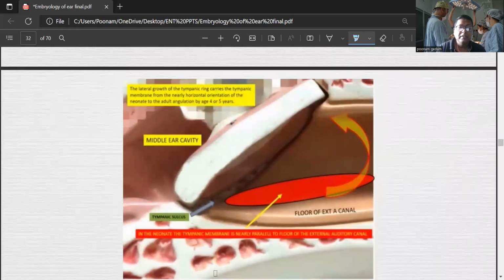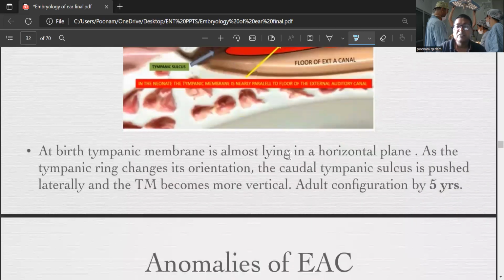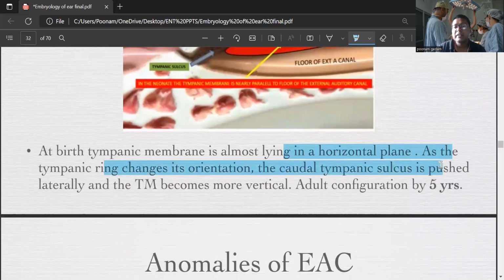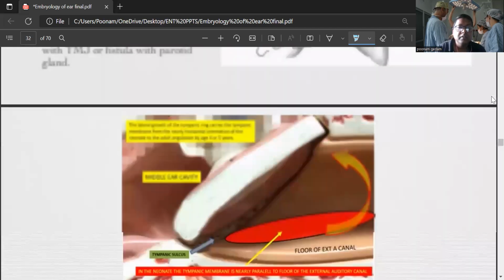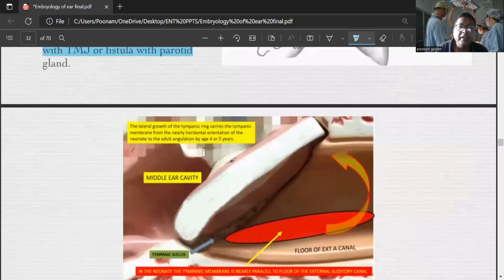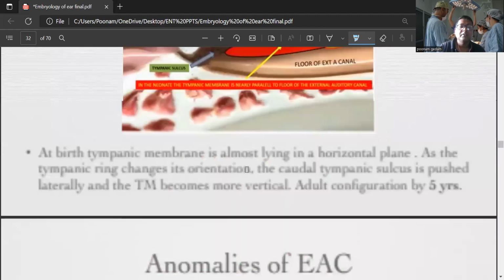So what is this? At birth, the tympanic membrane is almost lying in a horizontal plane. As the tympanic ring changes orientation, the caudal sulcus is pushed laterally and the TM becomes more vertical. Adult configuration by 5 years. The lateral growth of the tympanic ring carries the tympanic membrane from the nearly horizontal position of the neonate to the adult angulation by 4 or 5 years.